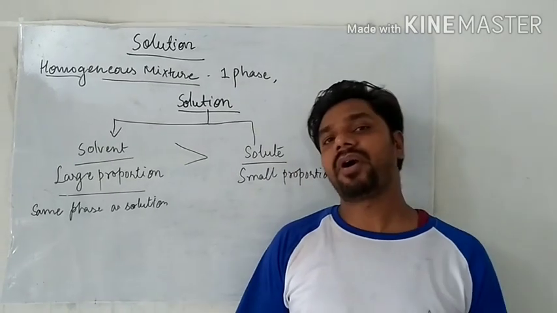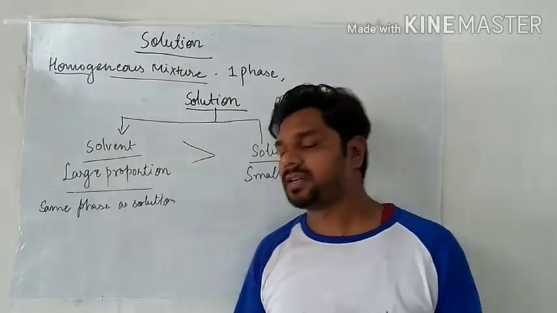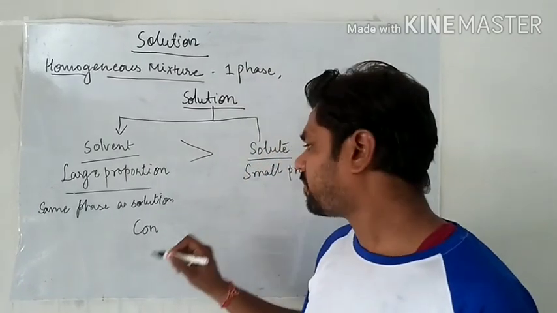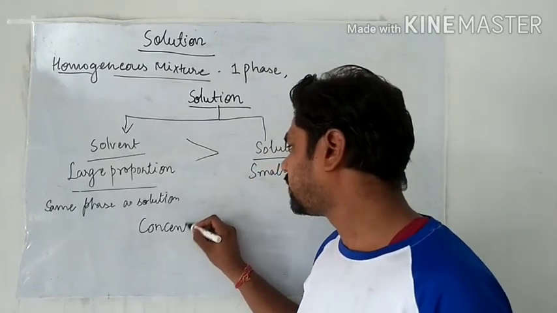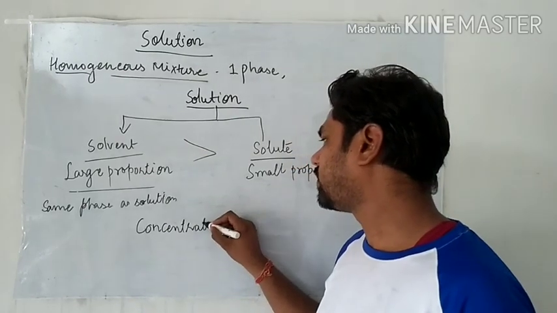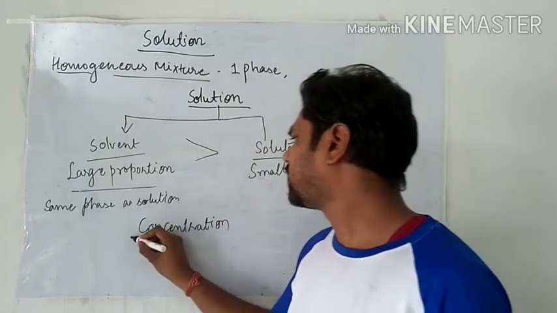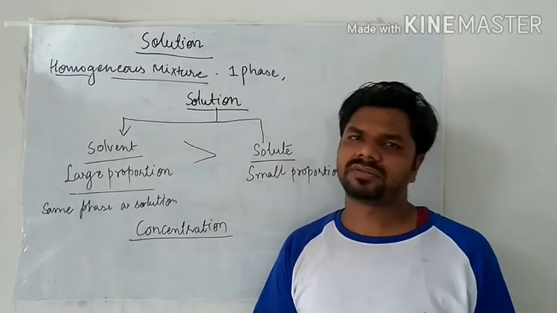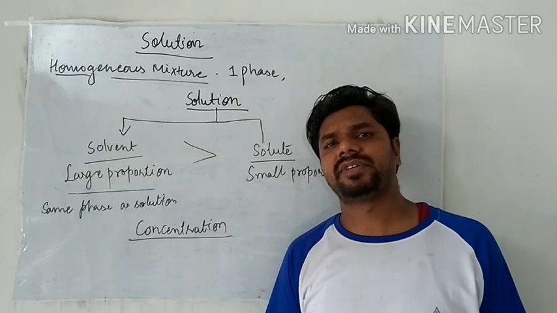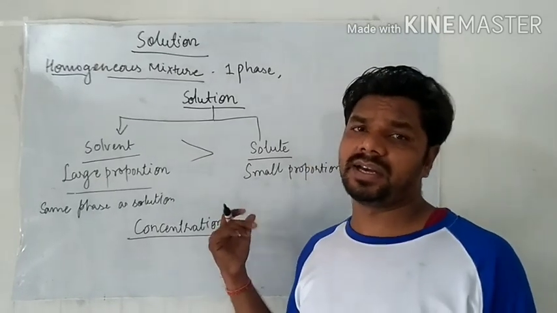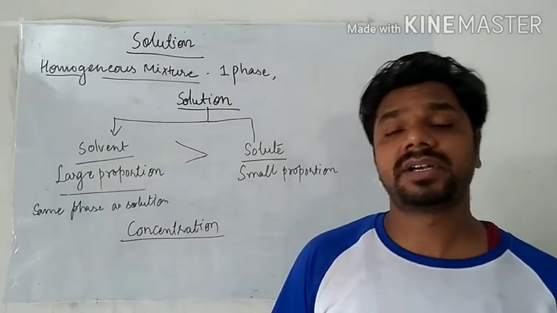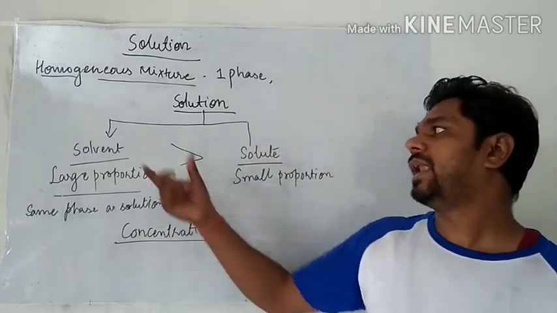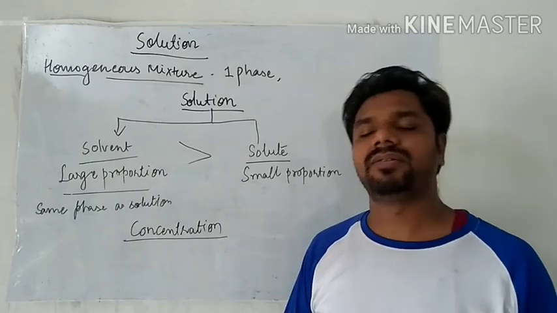But important to discuss over here is the part that is called concentration. This is the most important part of this chapter, concentration. What do we understand by concentration? The concentration is roughly categorized as concentrated solution and dilute solution. It means a solution which contains more amount of the solute is called a concentrated solution, and the solution which contains a large amount of the solvent is called a dilute solution.